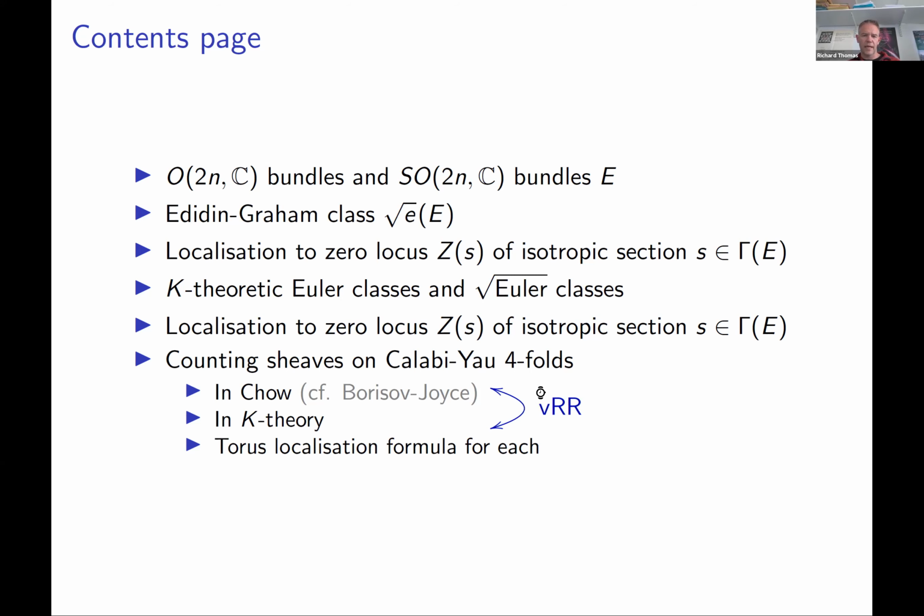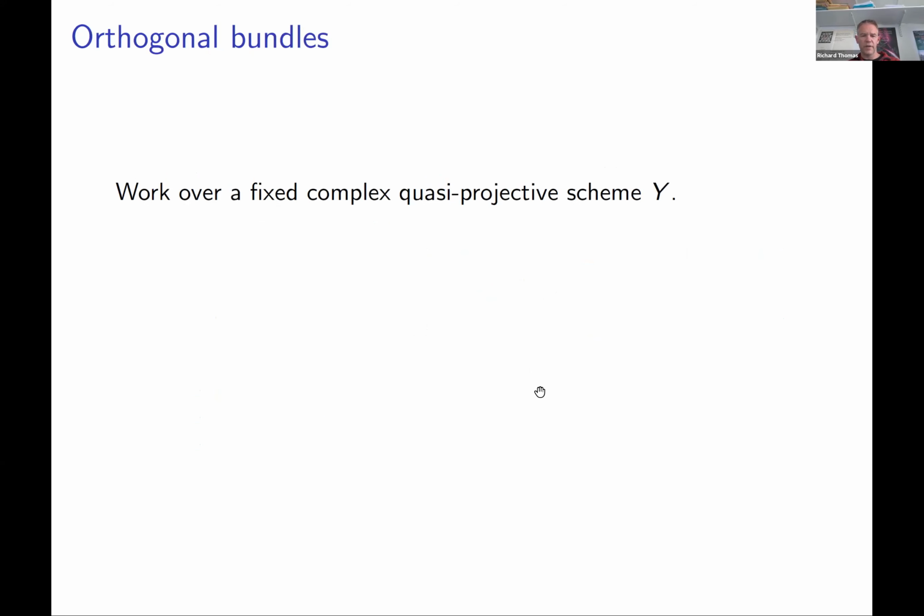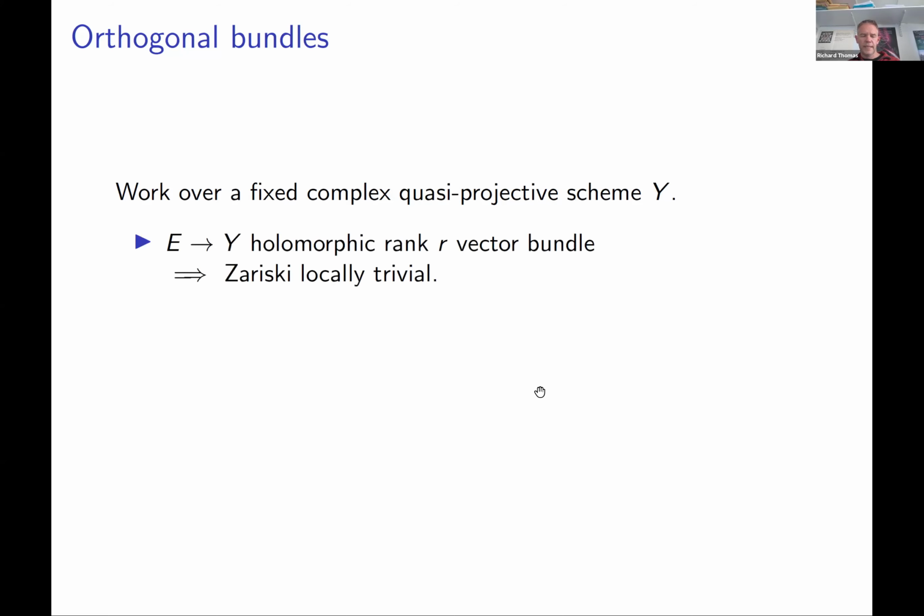So it's all about vector bundles over arbitrary schemes. There's no Calabi-Yaus. Everything will be complex quasi-projective, and I'm interested just in quadratic or orthogonal bundles. So what do I have? I have a Zariski locally trivial algebraic vector bundle. There's something incorrect already there, right? I said quasi-projective and holomorphic. Sorry, I'm mixing all my adjectives. Okay, an algebraic vector bundle.